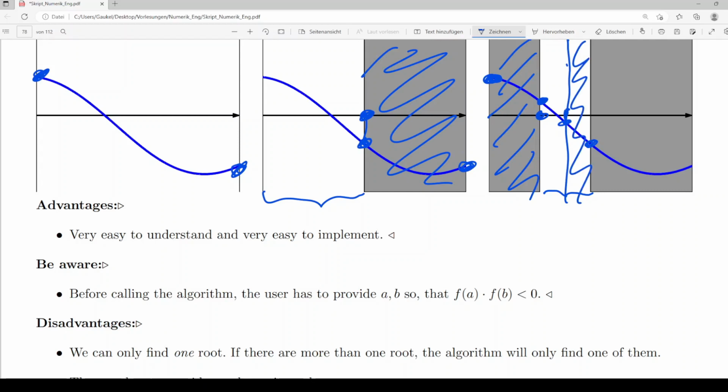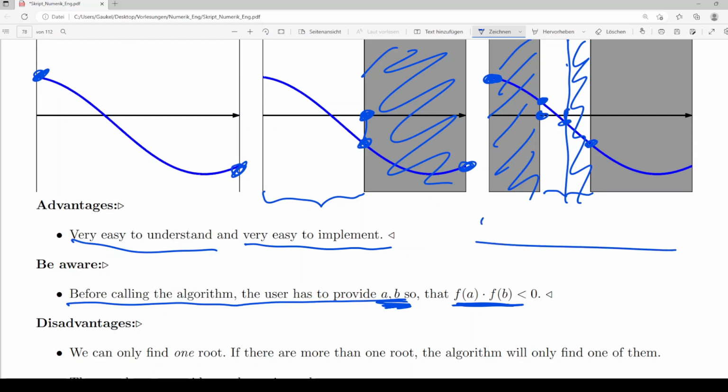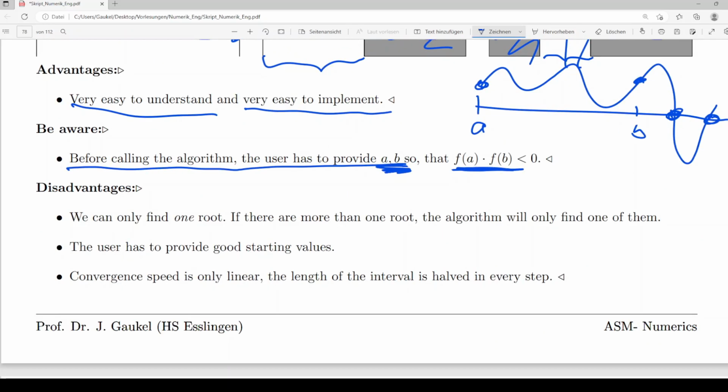What is an advantage of this idea? It's very easy to understand and so very easy to implement also. But the user has to provide a and b so that we have different signs of the function values. This is a disadvantage because the user maybe has absolutely no idea about the structure of this function. So it might be the case that he's looking for the roots, and he does not know where the roots are. And maybe he says, okay, let's use that a, let's use that b, but this is not a choice which is allowed. So this is really a disadvantage if you want to use bisection.